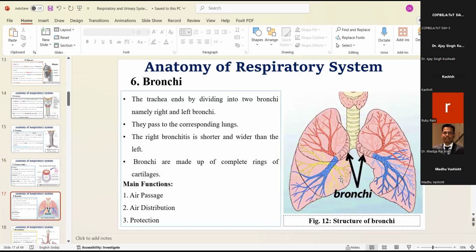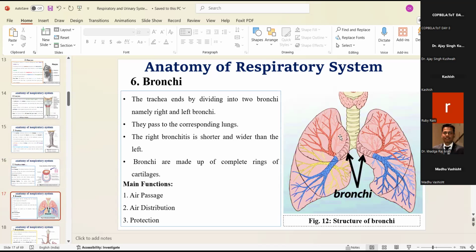Next, an important part of the respiratory system is the bronchi. After the completion of the trachea, you can see it divides into two parts known as the bronchi, the left bronchus and the right bronchus. They pass to the corresponding lungs. The left bronchus goes to the left lung, and the right bronchus goes to the right lung.